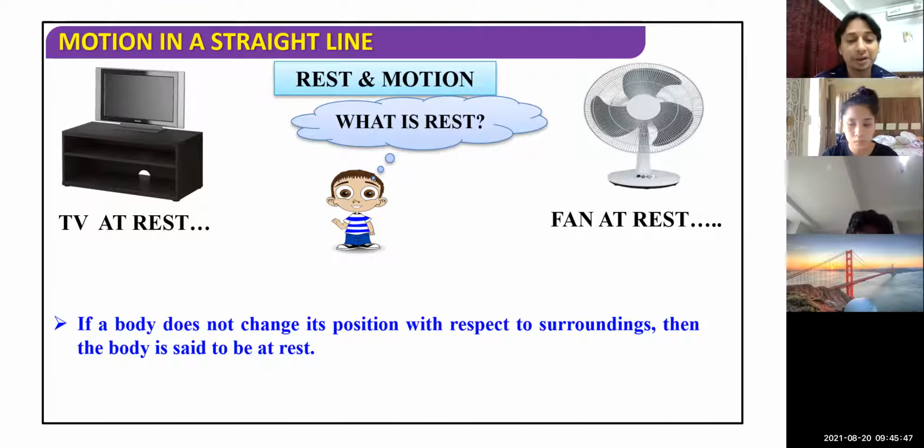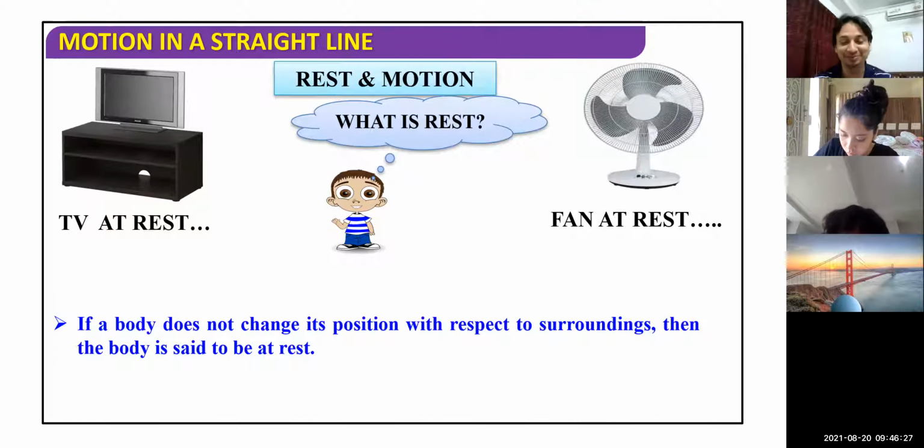So if our body doesn't change its position with respect to surroundings, then the body is said to be at rest. Now listen carefully. There are different ways to explain the meaning of rest, but the basic definition is when an object doesn't change its position with respect to surroundings, then the body is said to be at rest. Or even another definition, another way, when the object doesn't change its position with respect to time.